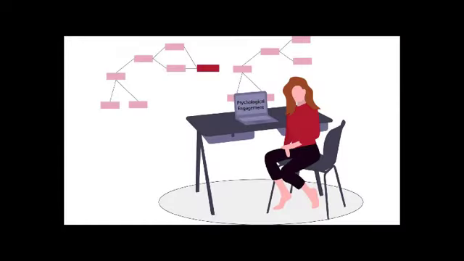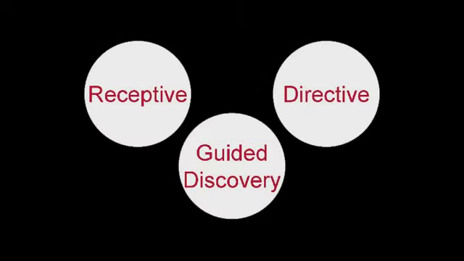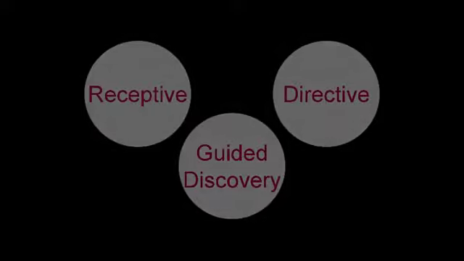Psychological engagement are cognitive processes of content in ways that lead to acquisition of new knowledge. For example, mentally organizing the information and connecting new information to prior knowledge. From these 2 types of engagement, there are 3 ways to engage students: receptive, directive, and guided discovery.